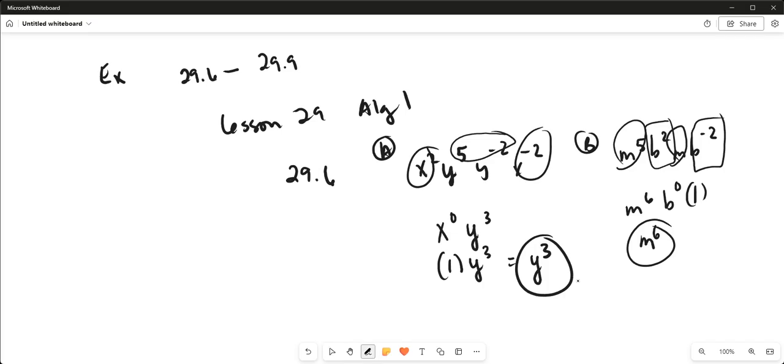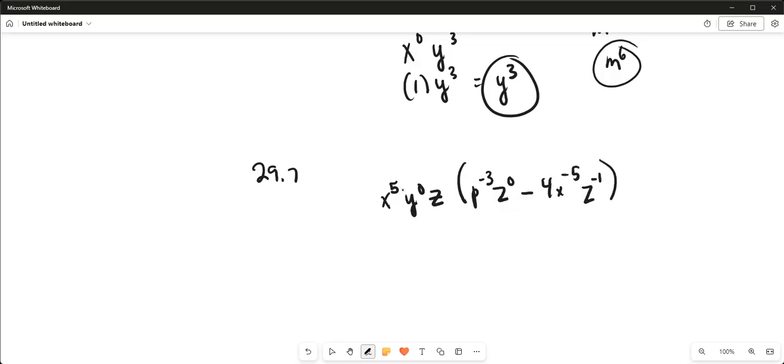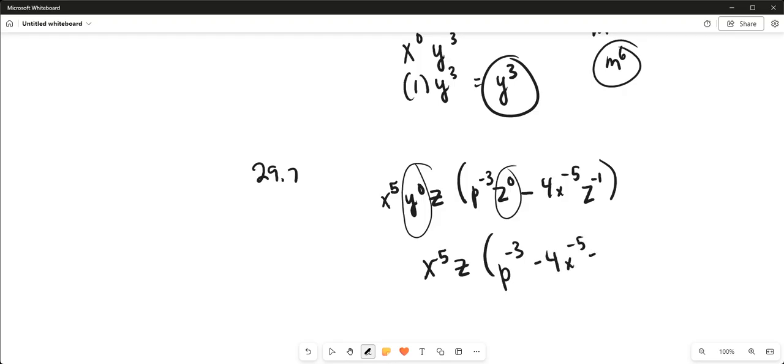Okay? All right, now let's go to that next set of examples. 29.7, use the distributive property to expand. So we've got x to the fifth power, y to the 0 power z times p to the negative 3, z to the 0 power minus 4x to the negative 5, and z to the negative 1. All right, what you need to remember is that this equals a positive 1 and this equals a positive 1. So what we're really multiplying here is this times this. Okay, so we're going to distribute that to both terms.